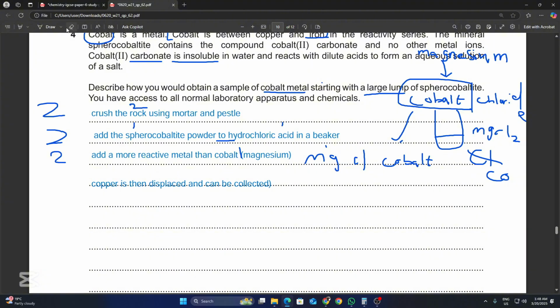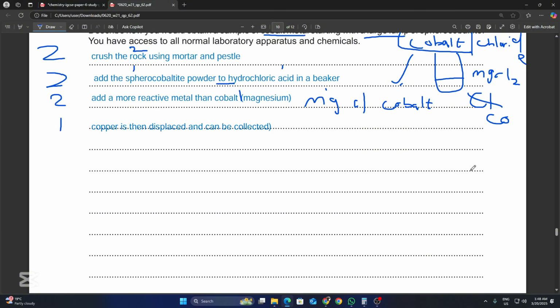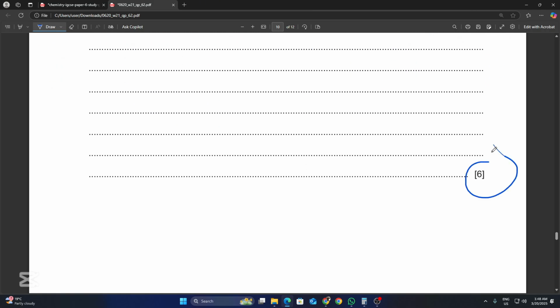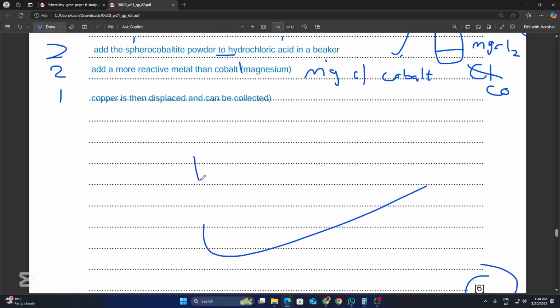So that's another 2 marks, so 2, 4, and we already got the 6 marks. But still, we can add this point to be 100% sure. We say cobalt is then displaced, which means it got pushed out and it's now on its own and can be collected, and that is going to be the full 6 marks, everything correct, guaranteed 6 marks.